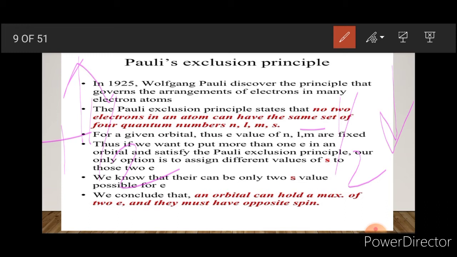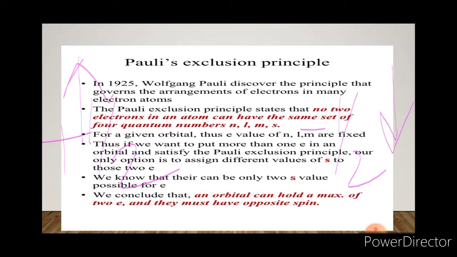Number 3, it is possible to calculate the number of orbitals in a subshell, and that the maximum number of electrons in an orbital is 2. We have to remember that in every orbital a maximum of only 2 electrons can remain, and both electrons will always have opposite spin. One will show clockwise and the other anti-clockwise spin. And with the help of this principle, it is possible to write the values of all the quantum numbers for all the electrons of an atom.